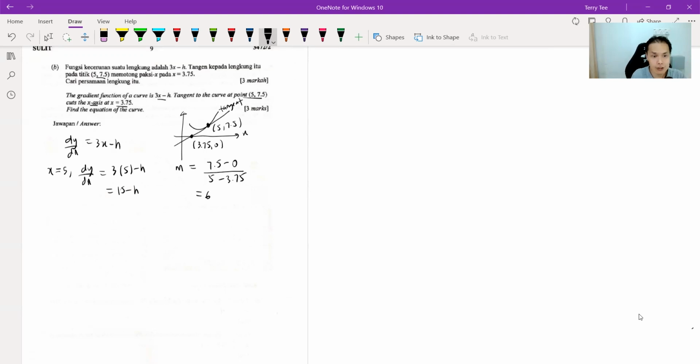Now we know the gradient of the tangent dy dx is now 6. And 15 minus h is therefore 6. And now we can solve for h. Bring over, my h is 15 minus 6. My h is 9. Yeah, first part is simple. Okay, now the question didn't actually ask you to find h, but we need to find h before you can find the equation of the curve. Now, the equation of the curve is your y, right? Maybe I rewrite first. I already know my dy dx is 3x minus h. h is 9. To find y, I need to integrate 3x minus 9 dx.